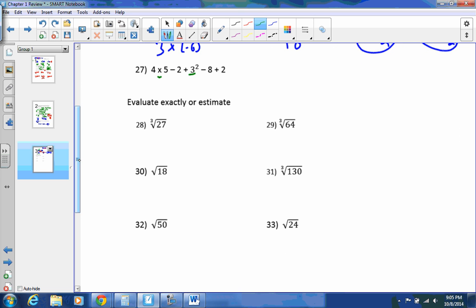All right, and here's the very last thing that we've done. It does have some estimating. You do have to estimate. So you're going to have to know your perfect roots. Cube roots, though, we're looking for a number that, when multiplied by itself 3 times, gets you to 27, and that would be equal to 3, because over here we can do 3 times 3 times 3 equals 27.